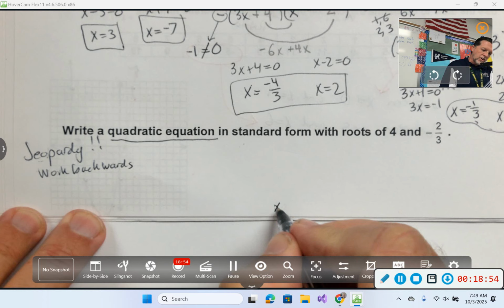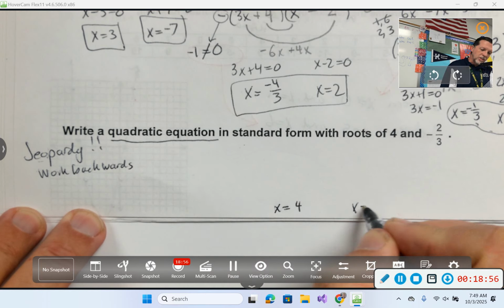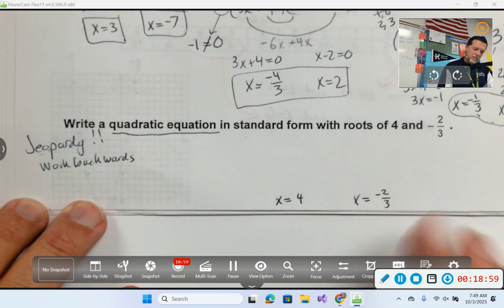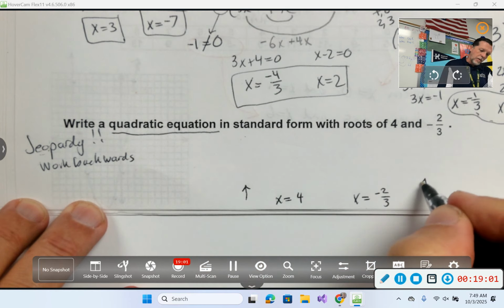So I'm actually going to start at the bottom, so that when I finish, it'll look like a normal problem. So I'm going to work my way up.